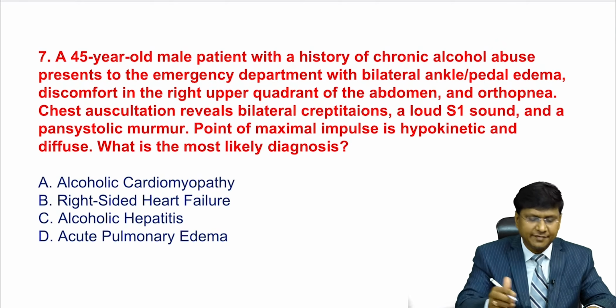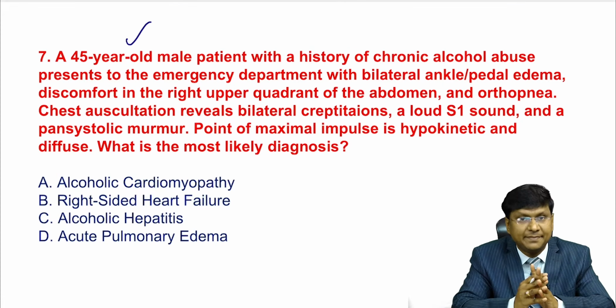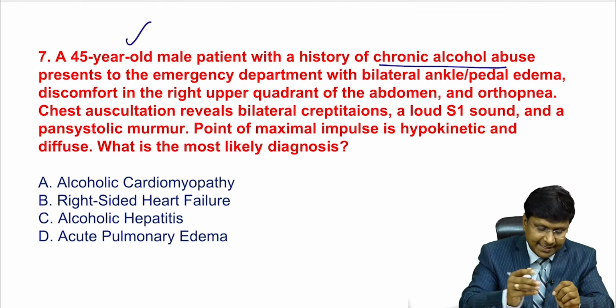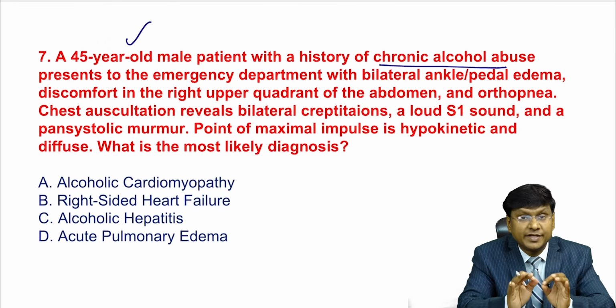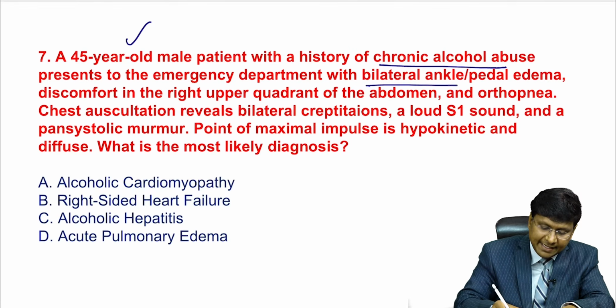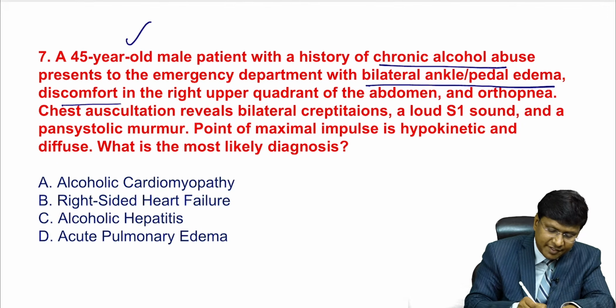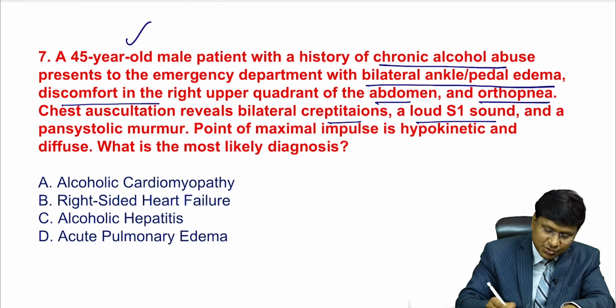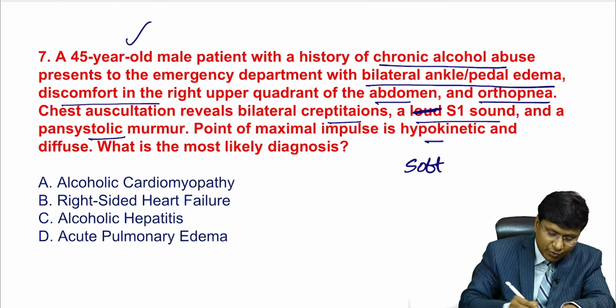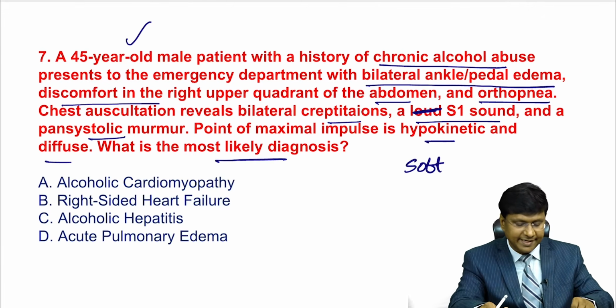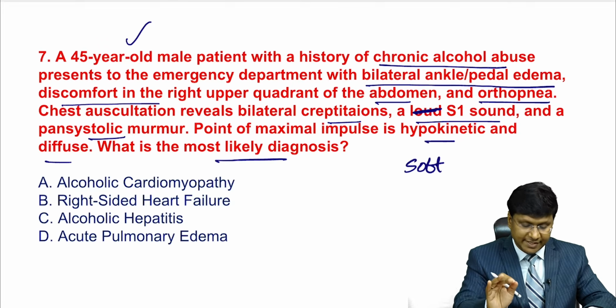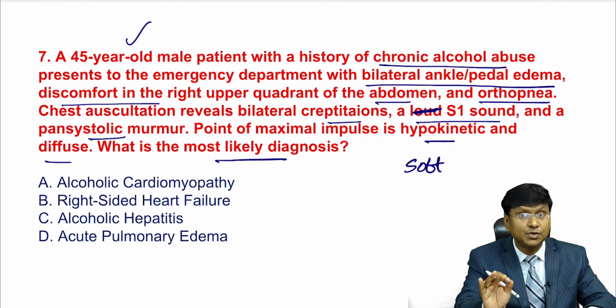Okay, so we have a 45-year-old male patient with the history of chronic alcohol abuse. He presents to the emergency department with bilateral ankle or pedal edema. And there is discomfort in the right upper quadrant of the abdomen, and there is also orthopnea. Chest auscultation reveals bilateral crepitations, a loud S1 and a pansystolic murmur. A small correction here, it is soft S1. And point of maximum impulse is hypokinetic and diffuse. What is the most likely diagnosis? The alcoholic cardiomyopathy, right-sided heart failure, alcoholic hepatitis, acute pulmonary edema.